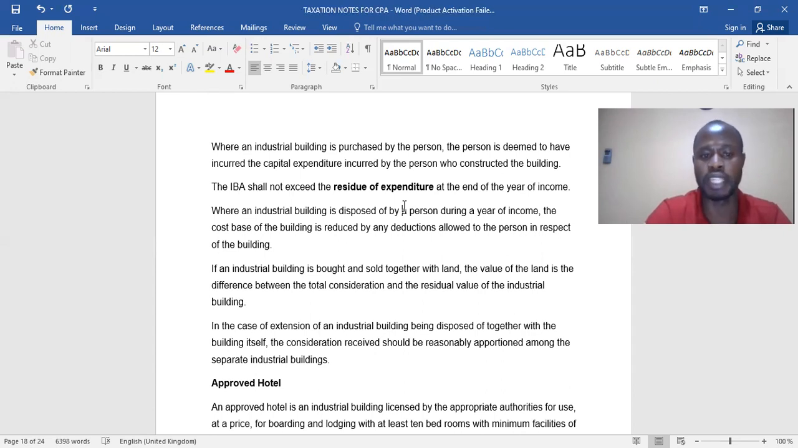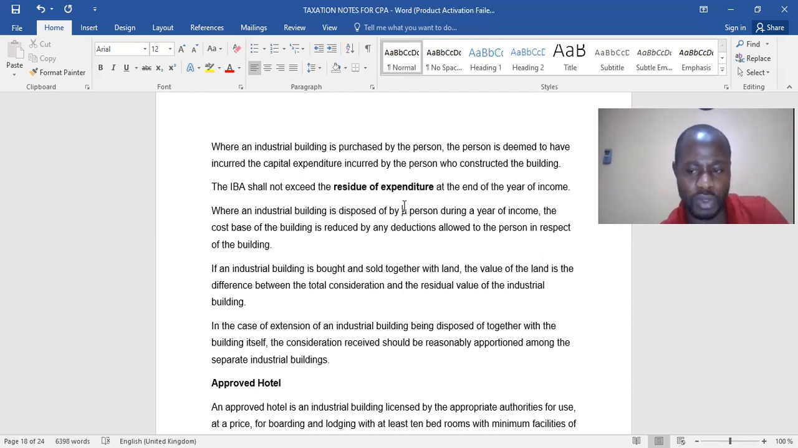Now, there could be a scenario where the building is bought and sold together with the land. In this case, the value of the land would be the difference between the total consideration received and the residual value of the industrial building. The intention of knowing the value of the land is that when you are computing industrial building allowance, you don't depreciate land. The land does not depreciate.